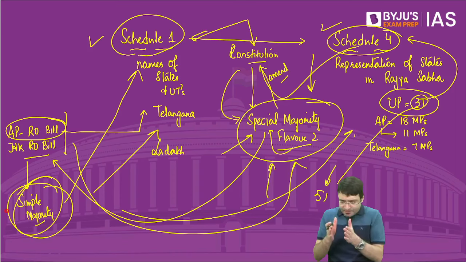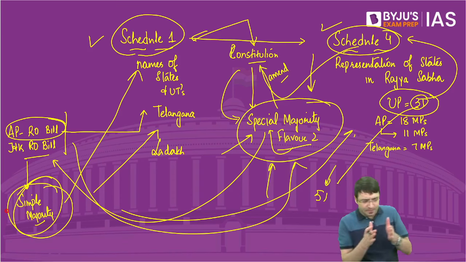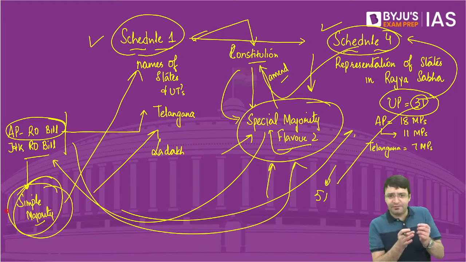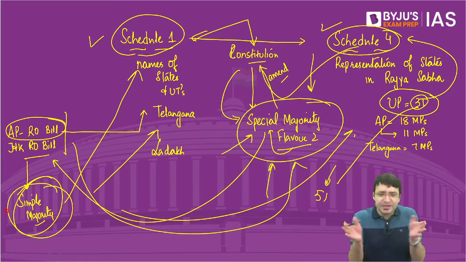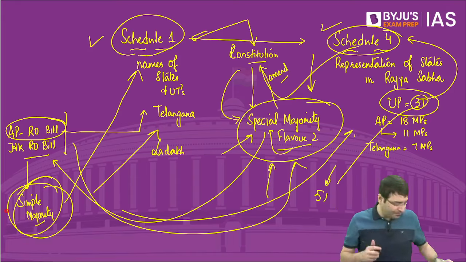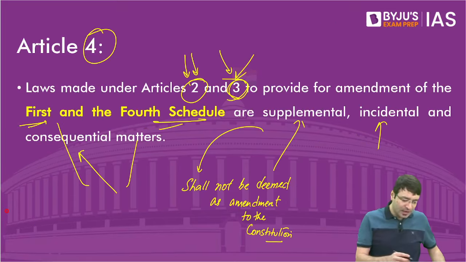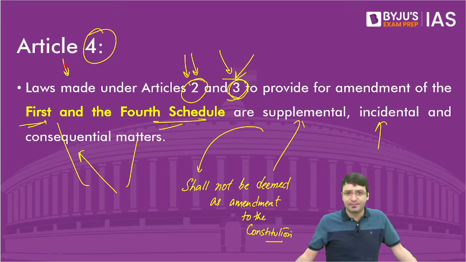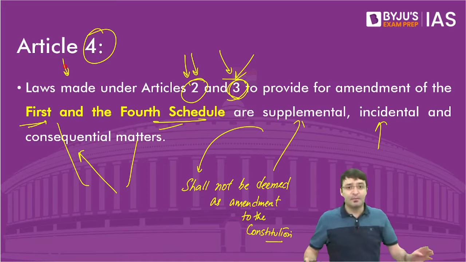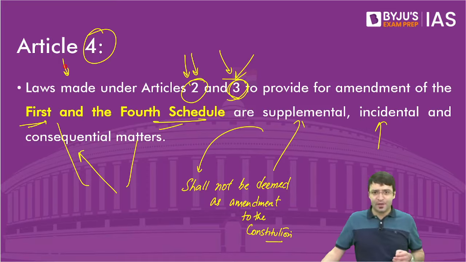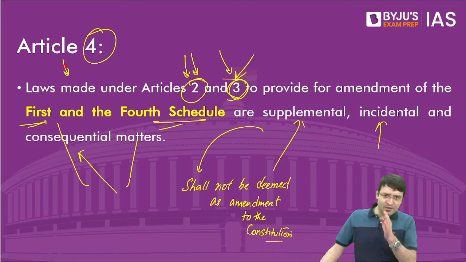But whenever Parliament passes a law under Article 2 or Article 3, there will be changes to Schedule 1 and Schedule 4 of the Constitution. But these changes will not be deemed as amendment. We will not call them amendment. Why? Because Article 4 says so. Article 4 says these are not amendments. When these are not amendments, that means we don't need a special majority. That means what do we need? Simple majority. Clear?